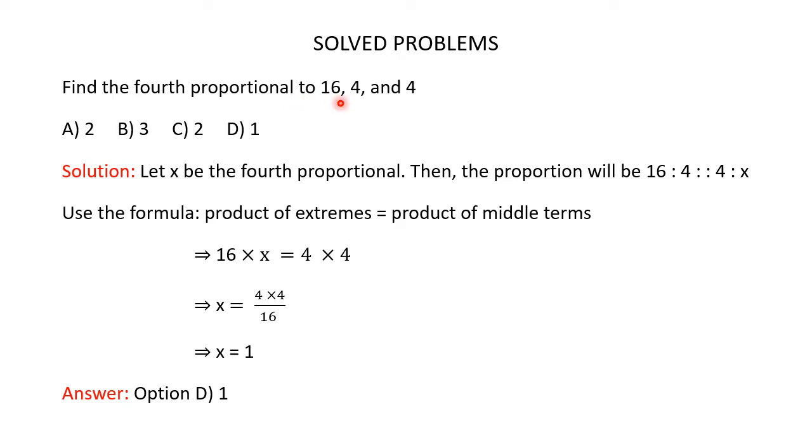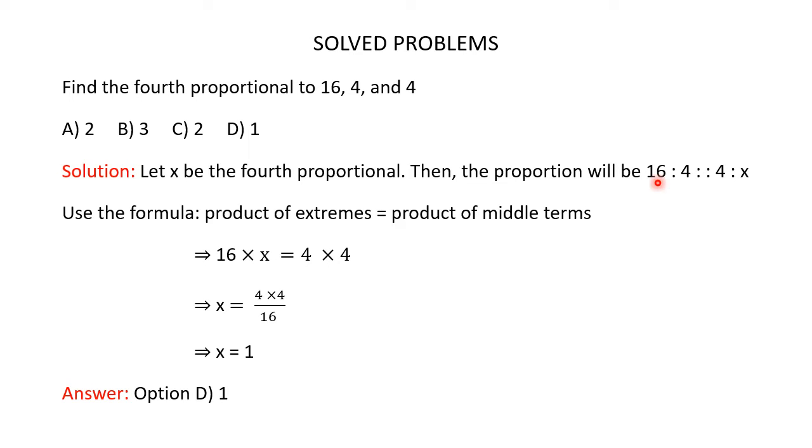Find the fourth proportional to 16, 4 and 4. Here you are given 4 options and you have to find out which of these options is the correct one. So here you have to find the fourth proportional. So let x be the fourth proportional. Then the proportion will be 16 is to 4 as 4 is to x. Now use the formula product of extremes is equal to product of middle terms.